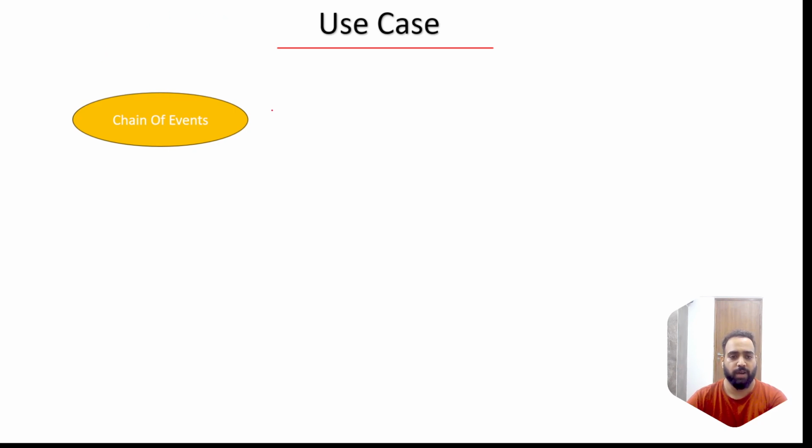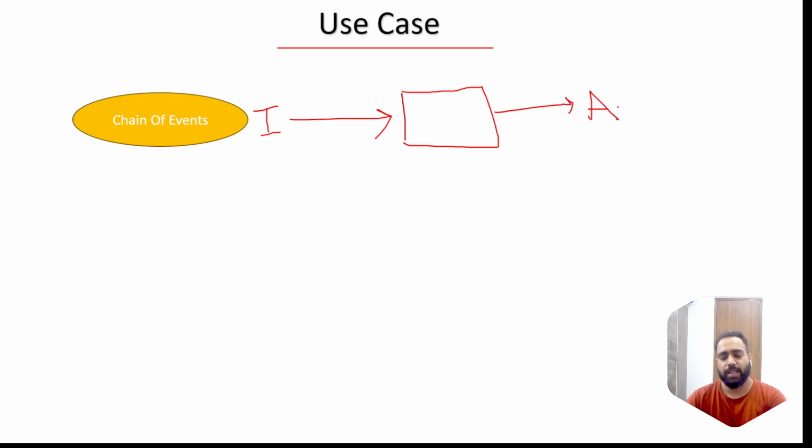So the first is chain of events. Consider an example where the inventory microservice is generating an event into the topic. And this event is consumed by another microservice, called the alert microservice. On this alert microservice, suppose we have kept a threshold of 2. So when the items in the warehouse become fewer than 2, this alert will be generated. And the alert microservice will consume this event from the inventory microservice and generate an event for the restock microservice.